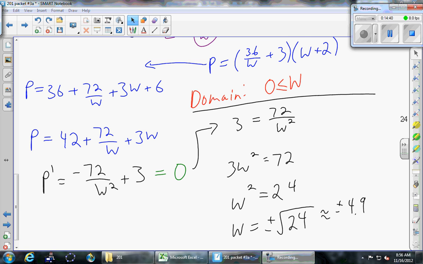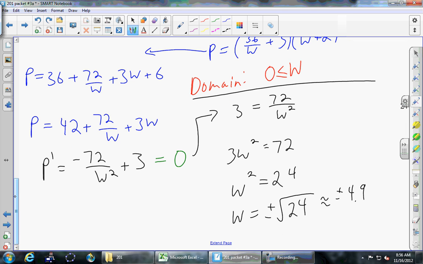Okay, so we solve the algebra somehow. We end up with W is, don't forget the plus or minus, square root of 24, which is about 4.9. The minus doesn't make any sense because it's a width, so we ignore that one. And we get 4.9 only. And what is W equals 4.9 called in calculus speak?